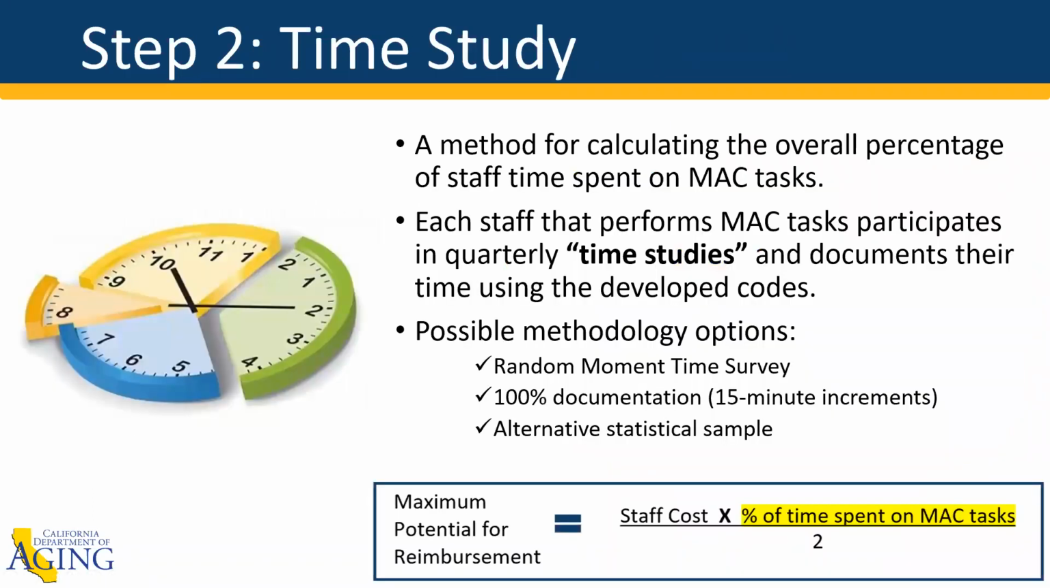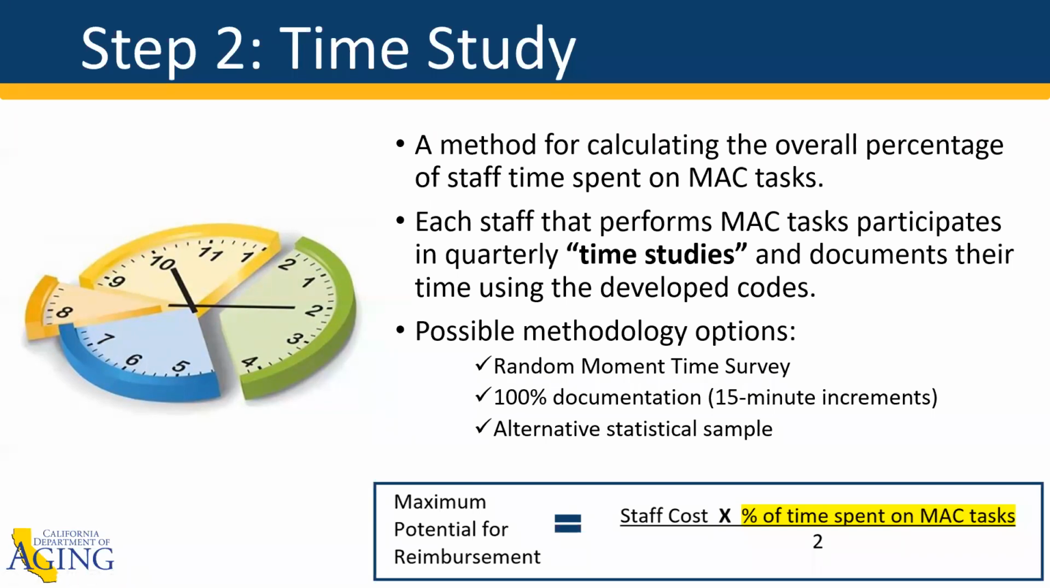After we have our codes, the next step would be to develop our time study methodology. So in a time study, each staff who performs MAC activities would use those codes to document how they spend their time. The ultimate goal here is to be able to extract out how much time is spent performing MAC activities. So it's just a matter of coming up with a methodology to figure out what that process looks like. The one thing we do know is that time studies need to take place on a quarterly basis. But aside from that, there are a lot of different ways to go about doing this.